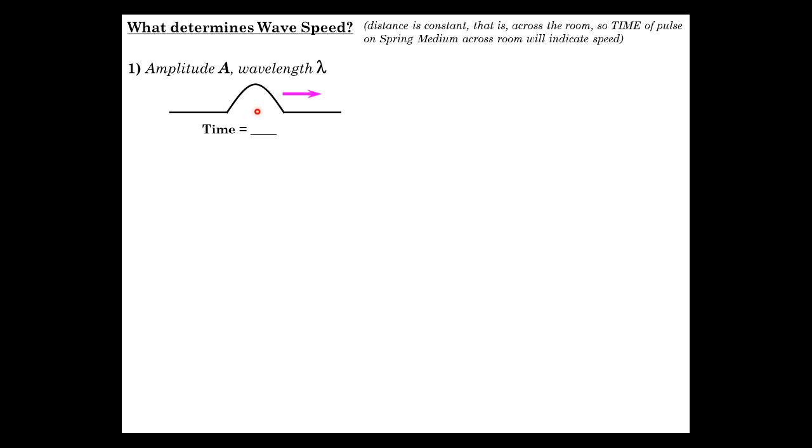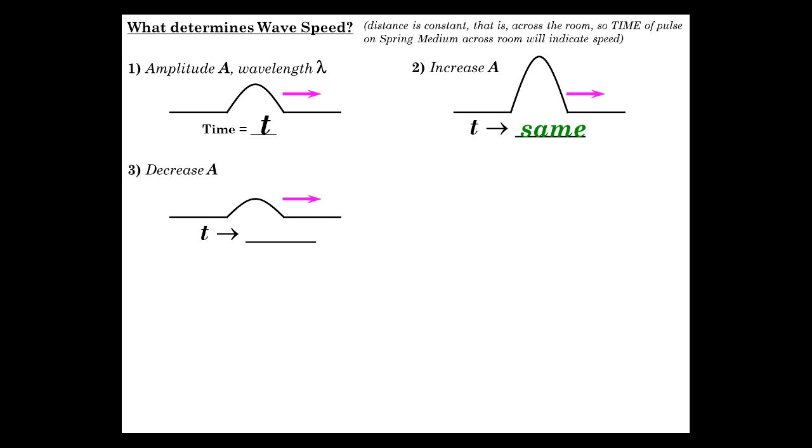So the amplitude is A, the wavelength is lambda, and the time is t. There's our standardized pulse. It's kind of like our baseline pulse of the wavelength and amplitude. Now I'm going to increase the amplitude. Notice the wavelength has stayed the same amount, but the amplitude goes up. You make a bigger pulse and you time it across that same distance, and the time is the same. All right, let's decrease the amplitude, make it less, and send that smaller pulse down, and it takes the same amount of time.